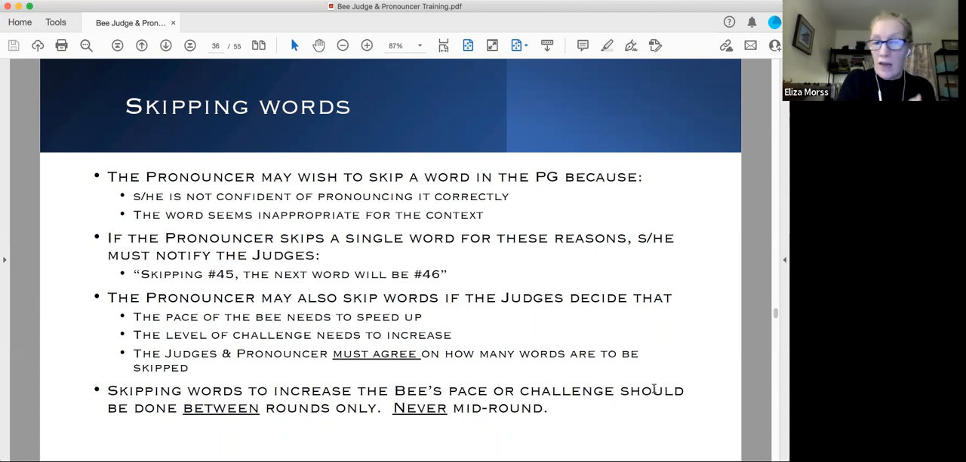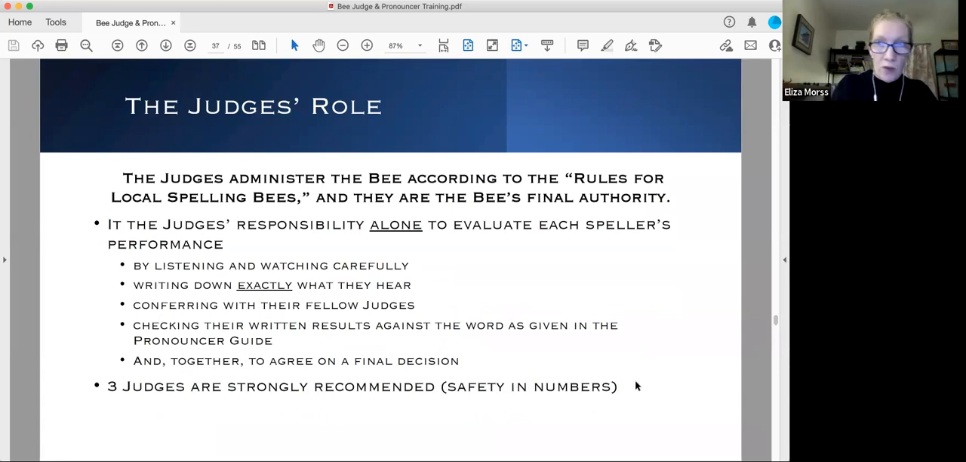So we go back to that jump between the word study word section and the challenge words. You want the level mid-round to be incremental, not a huge gap. So if you're going to skip a whole lot of words for speed or to challenge the kids, do it between the rounds. It's much more fair. And that's what Scripps recommends. So now we've dealt with the pronouncer. Let's deal with the judges.